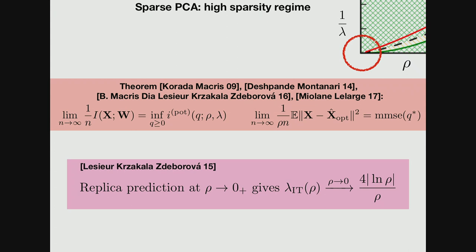Actually, the analysis for low sparsity has been done in the same paper. And what they conjecture is that the information theoretic transition, which is this time in terms of the signal-to-noise ratio, should scale as log rho over rho. So this is what you extract from analyzing the replica prediction.